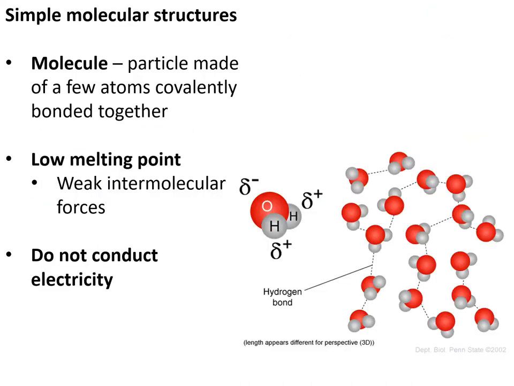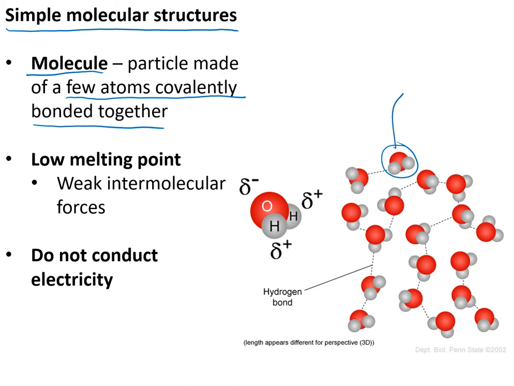Now, some substances with covalent bonds form what are called a simple molecular structure. A simple molecular structure is one made of molecules. Now, a molecule is a particle made of a few atoms covalently bonded together. So that's normally somewhere between about 2 and about 20 atoms bonded together. So you can see that as an example here is water. So this is H2O. You can see the little grey ones are the hydrogens and the red ones are the oxygens. And a water molecule is just that. It's just those 3 atoms bonded together.